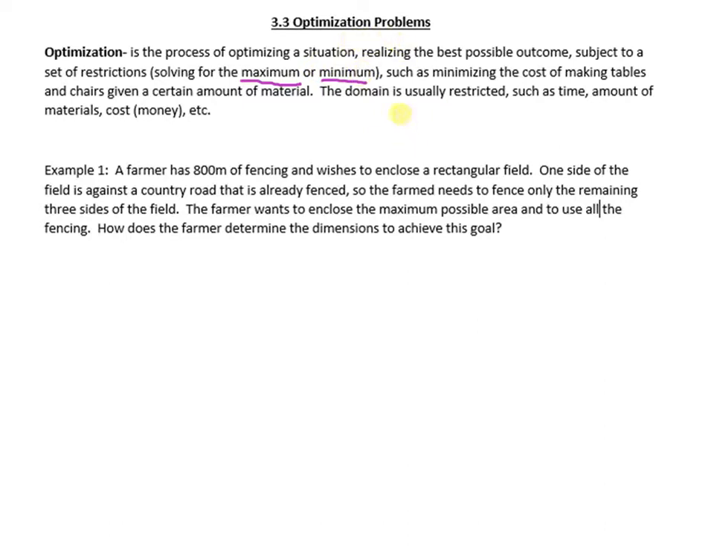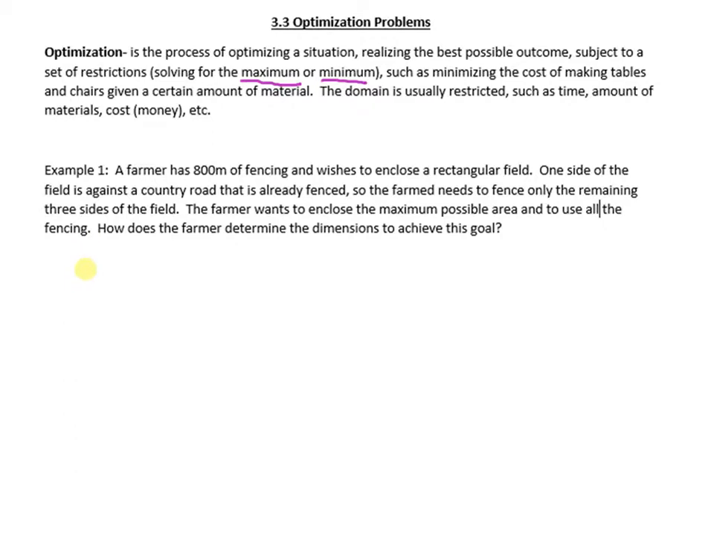Such as minimizing the cost of making tables and chairs, given a certain amount of material or a certain amount of money, for example. Okay, the domain is usually restricted on such things as time or amount of material again or cost. Okay, so let's do example 1. And we touched on this in grade 9 on the optimization unit.